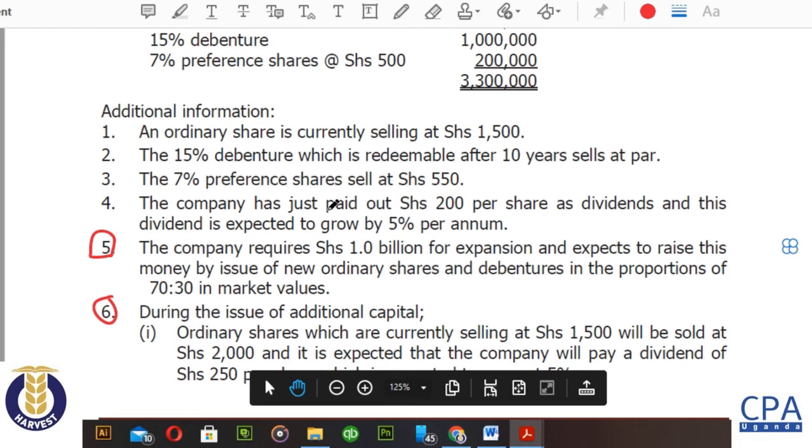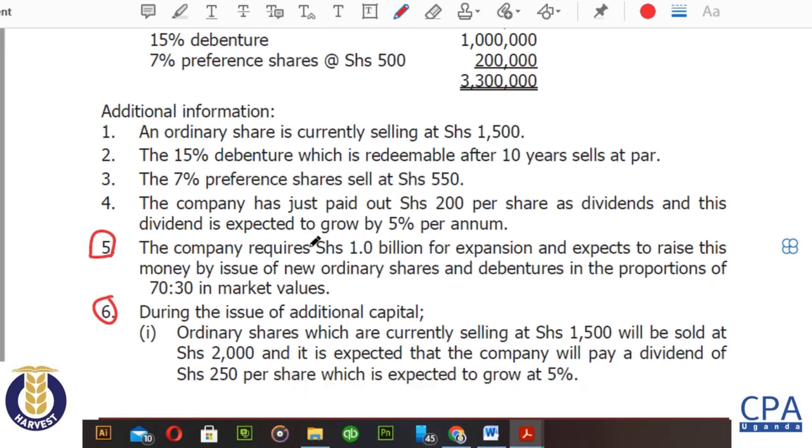Now, we are told that the company is to raise more funds of 1 billion, and this is meant to facilitate the expansion of the company's operations. And the way they are going to raise this money is going to be through issue of new shares, and those are the ordinary shares, and also through issue of debentures.